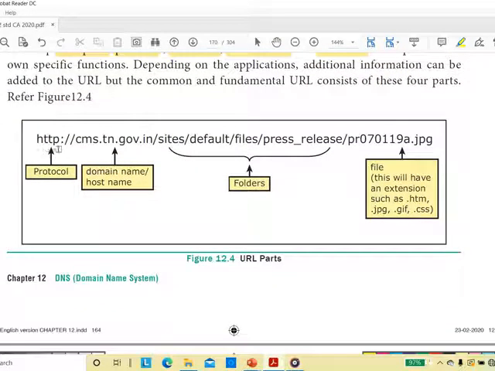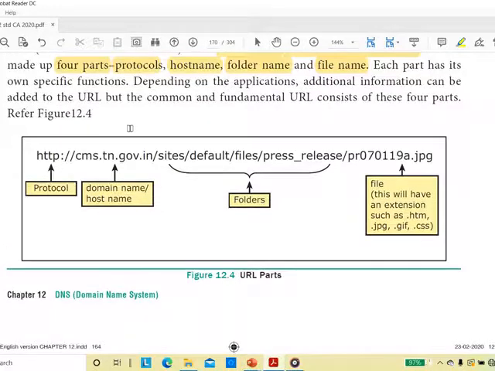Here they are given an example. See here, http://, so it is the protocol. Then cms.tn.gov.in, this is said to be domain name or host name. Then in the sites, default, files, press release, these are all folder names. Then there is the file name .jpg, so this file is an image file. So you are able to see the URL with all the information.